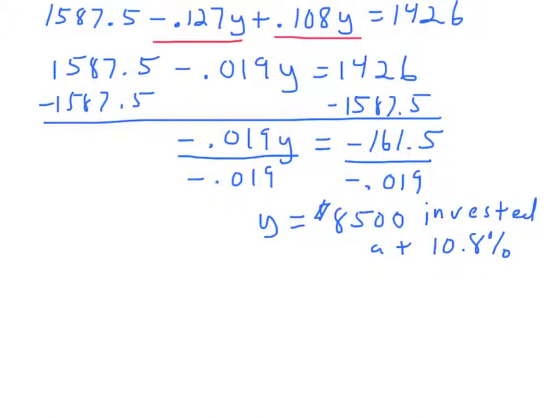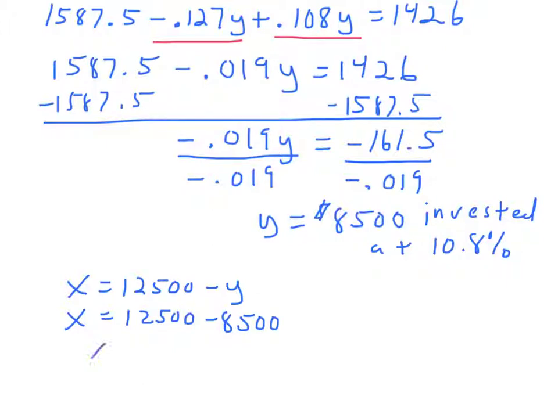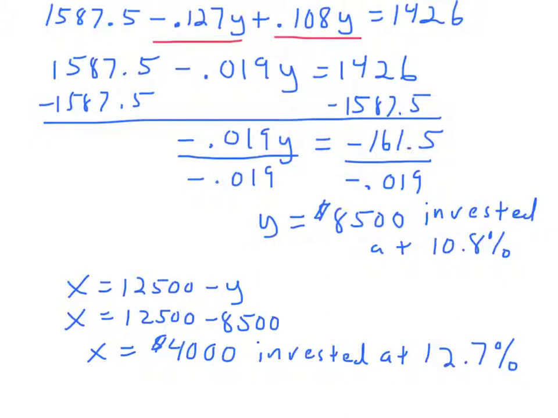Now from a previous equation, we know that x equals 12,500 minus y. So if we substitute the answer 8,500 in for y, we can find x. And when we subtract that out, x comes out to be $4,000. And that's the amount invested at 12.7%. And so that would be our solution.